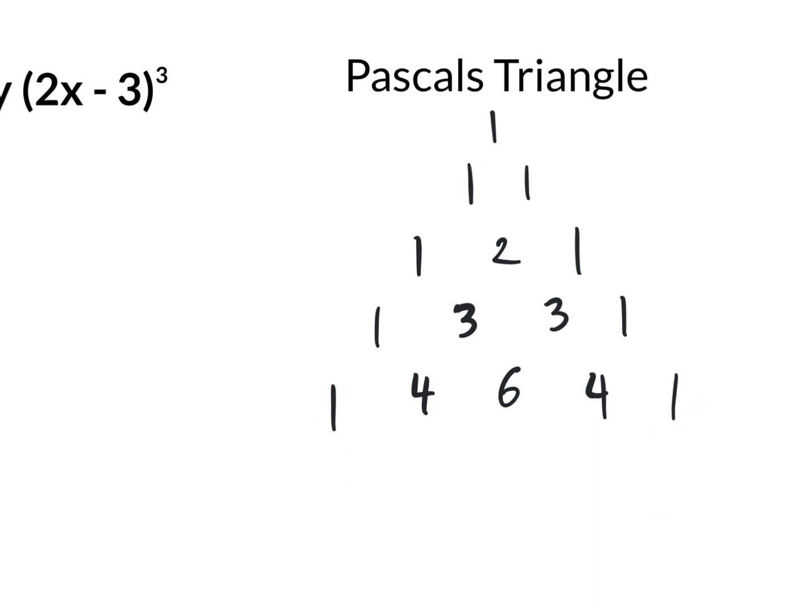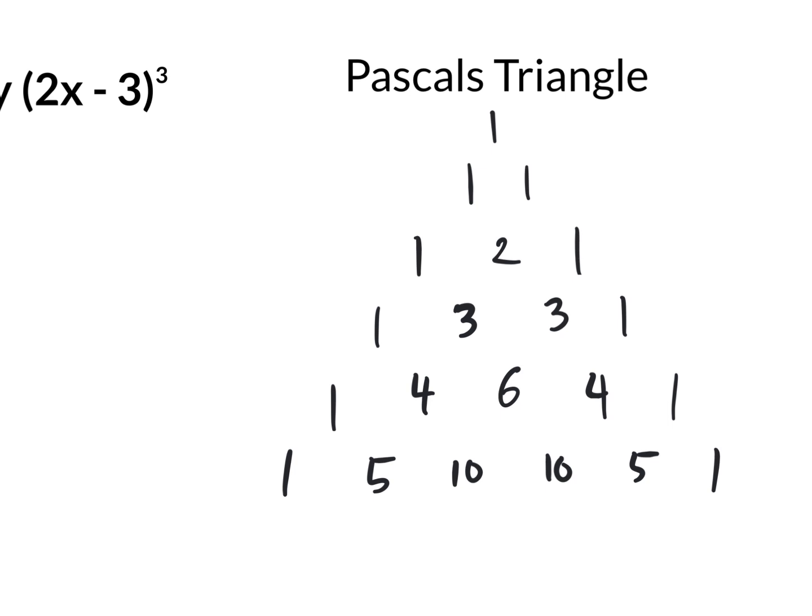If I wanted the next row, what would it be? Well, I would have to add 1 and 4, and I'll get 5. I would have to add 4 and 6, and I would get 10. I'd have to add 6 and 4, and I'd get 10. And I would have to add 4 and 1, and I would get 5. And again, we put 1s on the outside. So you could continue this as long as you need to.